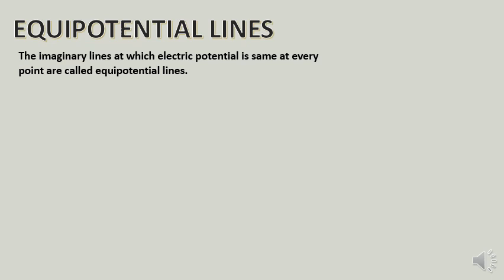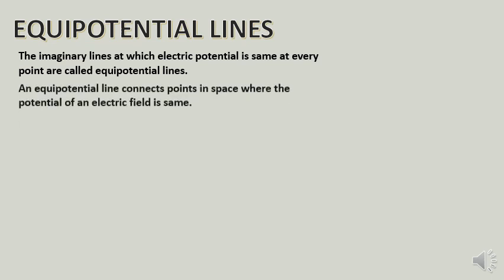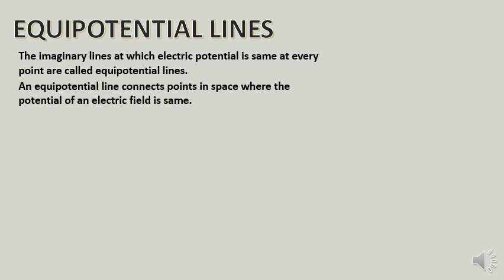यानी कि वो lines जहां पर आपके पास इलेक्ट्रिक पोटेंशियल की वैल्यू सेम हो, या वो इमेजिनरी लाइन जो उन तमाम पॉइंट्स से होकर गुजरती हो जहां पर इलेक्ट्रिक पोटेंशियल की वैल्यू सेम हो, इस लाइन को हम इक्विपोटेंशियल लाइन का नाम देते हैं. An equipotential line connects points in space where the potential of an electric field is same. वही बात कर दी यहाँ पर कि आपके पास उन तमाम पॉइंट्स को ज्वाइन करने वाली लाइन जिन पॉइंट्स के ऊपर पोटेंशियल की वैल्यू सेम है.